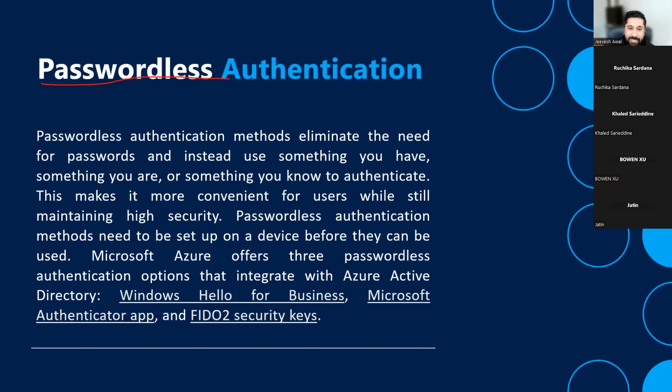So passwordless authentication methods eliminate the need for the password and instead use something you have, something you are, or something you know to authenticate. This makes it more convenient for users while still maintaining high security. Passwordless authentication methods need to be set up on a device before they can be used. Microsoft Azure offers 3 passwordless authentication options that integrate with Azure Active Directory. So you have Windows Hello for Business, you have Microsoft Authenticator app, and you have FIDO2 security keys.